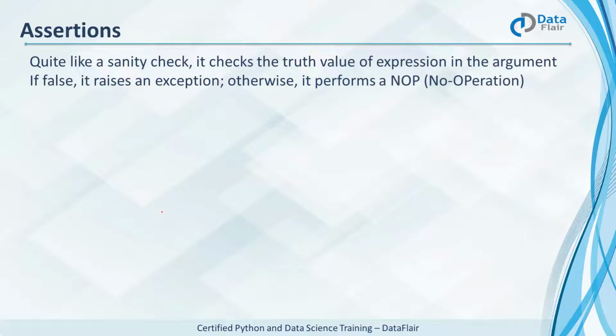Let's talk about assertions once again. They are like sanity checks for the programmer. They are ways to ensure that everything is going as expected. An assertion checks the truth value of an argument and raises an exception if it is false, but performs a no operation otherwise. True is, well, true, so this does nothing. But 1 is not equal to 0, so this raises an assertion error.